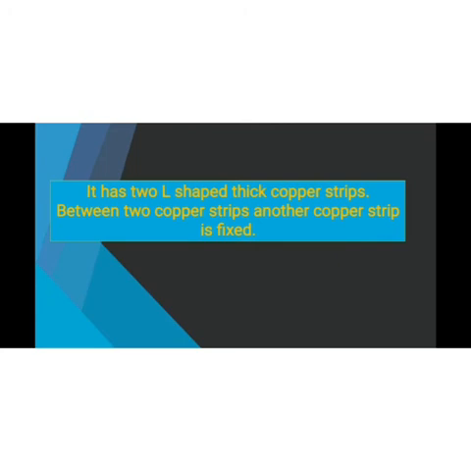As you know, it has two L-shaped thick copper strips, and between these two copper strips, another copper strip is fixed. Now question arises, why copper is used and why it is thick? Copper is used because it is a good conductor. And why thick copper strips are used? Because you know, if area is more, then resistance will be less. R is inversely proportional to area. That's why thick copper is used.